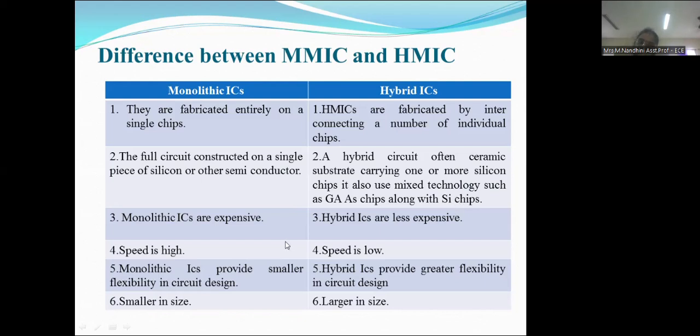Monolithic ICs are very expensive. Hybrid ICs are less expensive. Compared in speed, MMICs have high speed and hybrid ICs are low speed, and they provide smaller flexibility in circuit design. Hybrid ICs provide greater flexibility compared to MMIC in circuit design. MMICs are very small in size and hybrid ICs are very large in size.